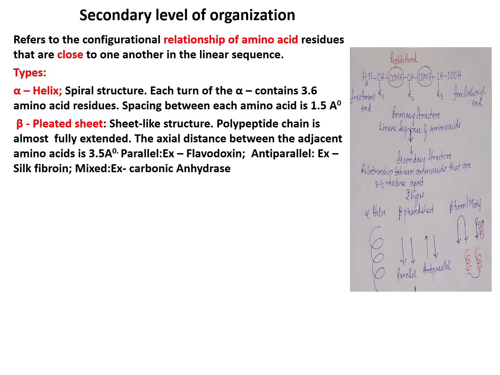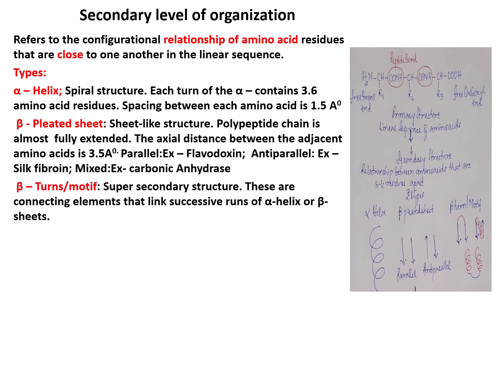The next type is the beta pleated sheet, which has a sheet-like structure, and the polypeptide chain is fully extended, and the distance between adjacent amino acids is around 3.5 angstrom. It can be either parallel, for example flavodoxin, anti-parallel arrangement, silk fibroin, or mixed, seen in carbonic anhydrase enzyme.